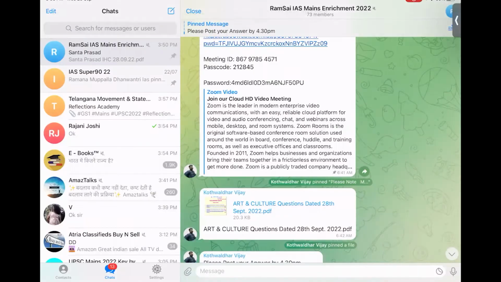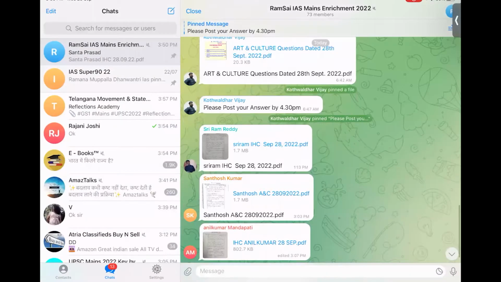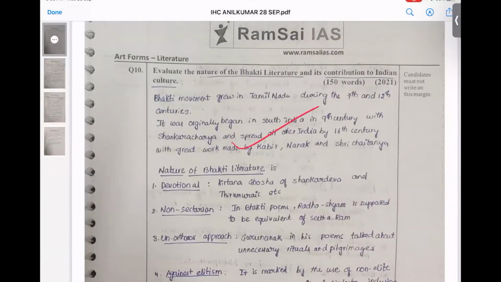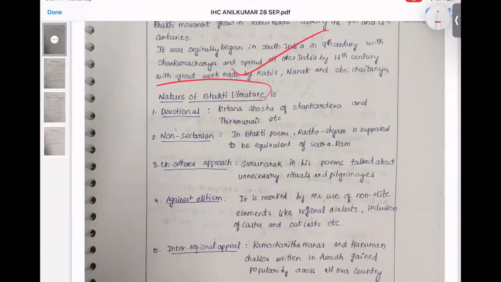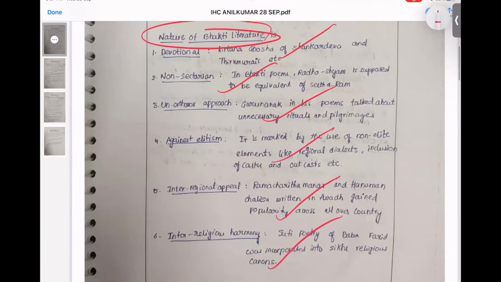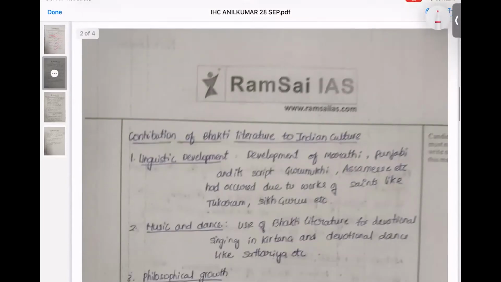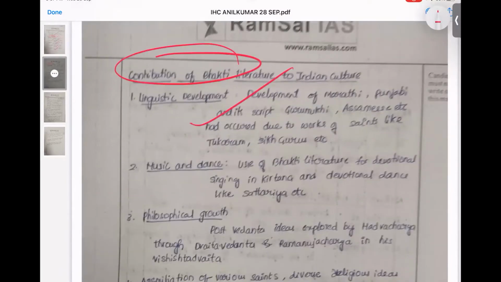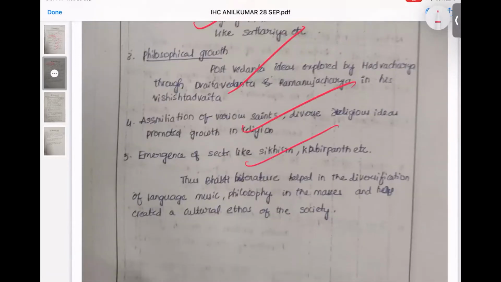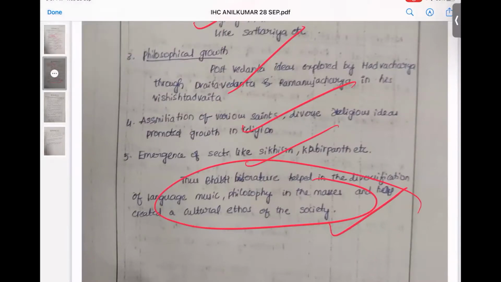Okay. Fine. See the 11th question. I have not seen the question, right? Anil, you have written? Yes, sir. Nature of Bhakti literature. Devotional, unorthodox, elitism, interregional, interreligious harmony. Good. What is the contribution? Linguistic development, music and dance, philosophical growth, assimilation. Okay, good answer.